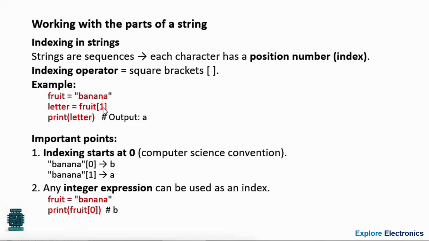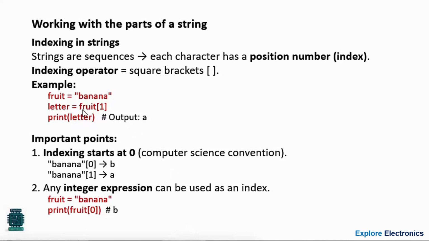If I take fruit of 1, it will print in the output as A, because in the position of A, you can see A. B is 0, A is 1, N is 2, A is 3, N is 4, and A is 5. This is how exactly the indexing works in Python.